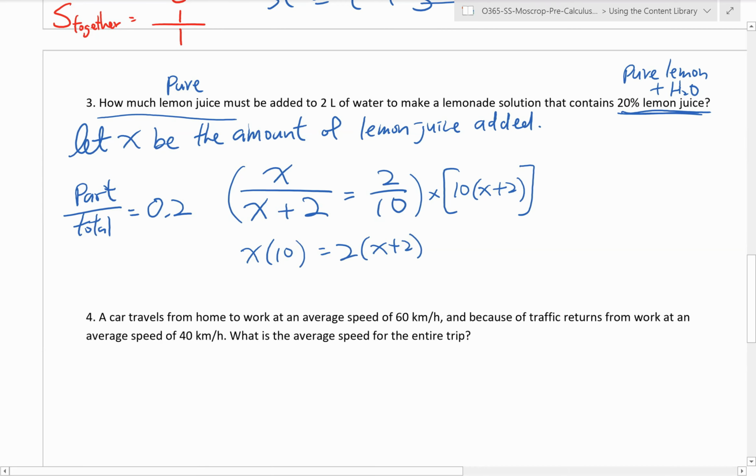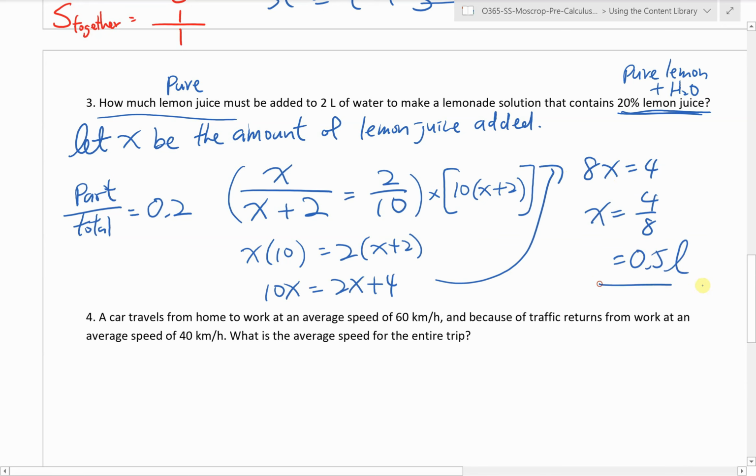So you can solve this equation now. 10x is equal to 2x plus 4. You can solve for x by moving the x's to the left. You get 8x equals 4, so x is 4 out of 8, or 0.5 liters. So if you add 0.5 liters of lemon juice into 2 liters of water, you actually get lemonade with 20% lemon juice in there.